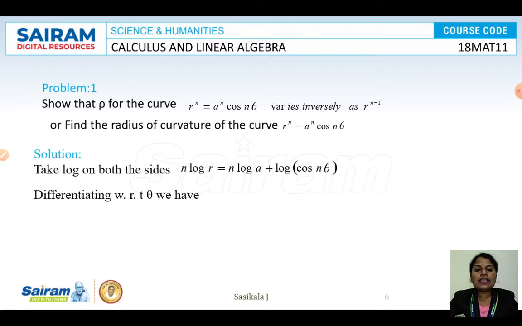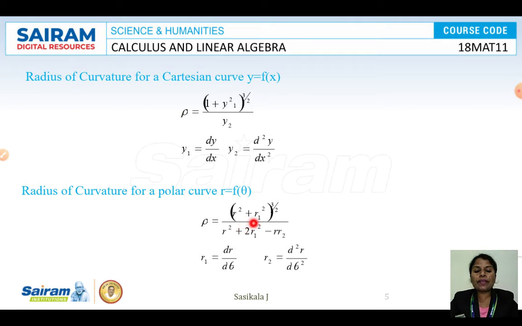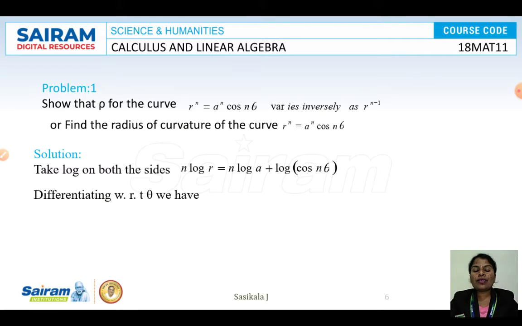What is this? This is in terms of your polar coordinates r and theta, right? So you are supposed to use this formula: (r² + r1²)^(3/2) / (r² + 2r1² − r r2). So first step, as usual, I am going to take a log.